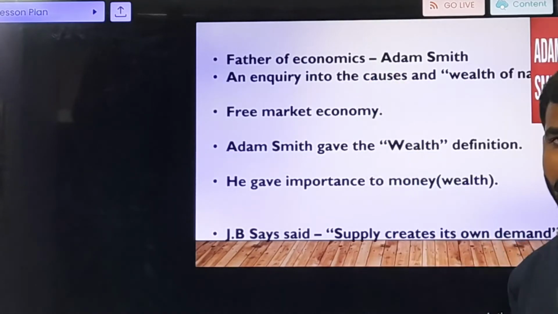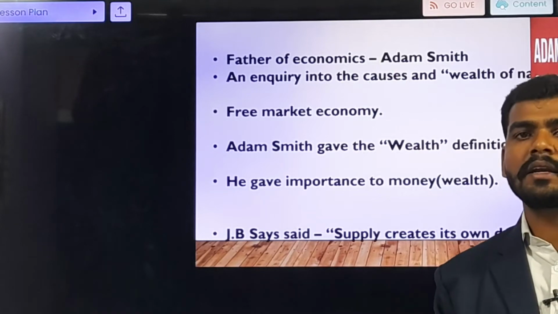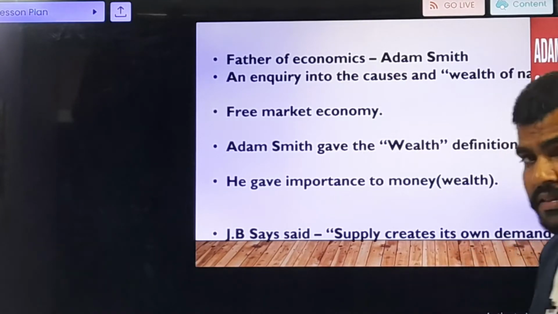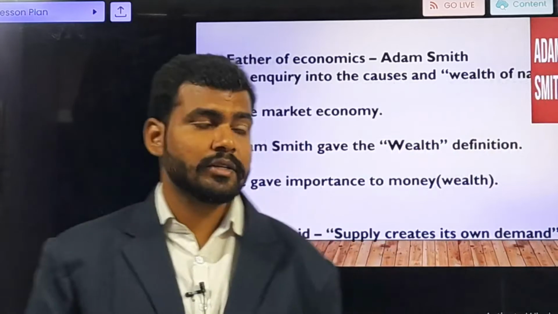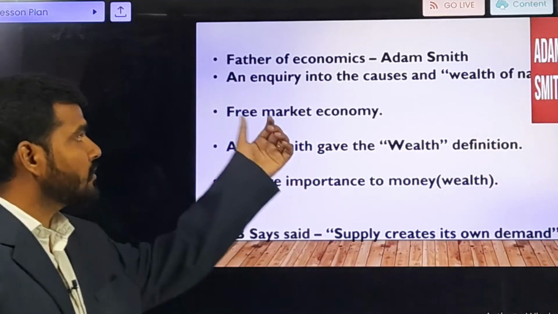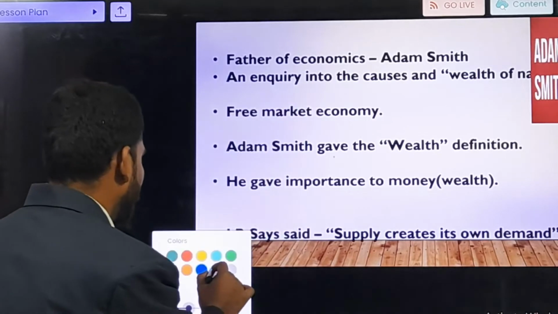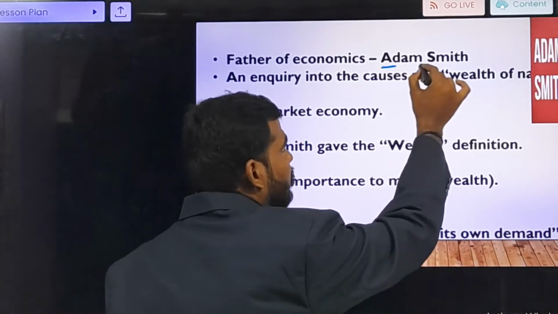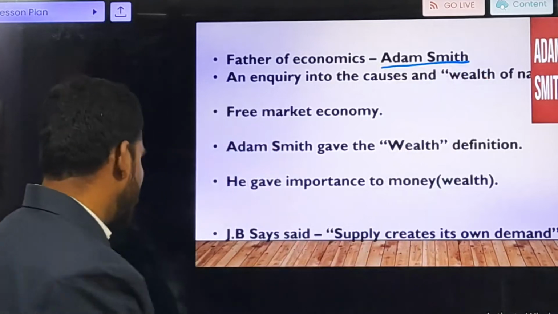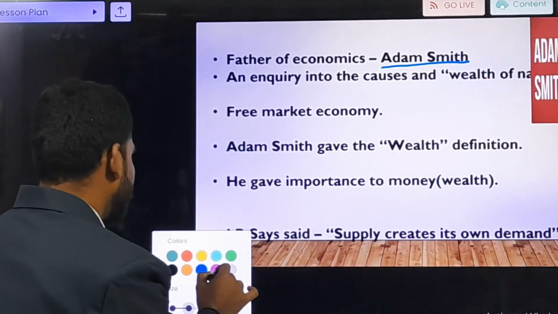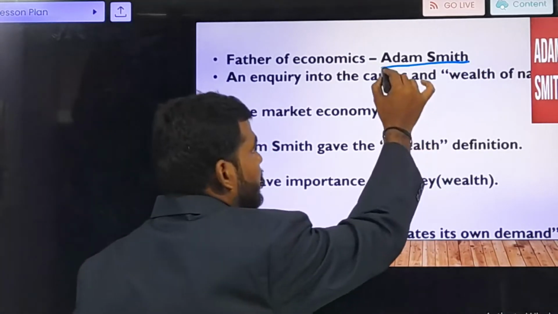See, let us see. Who is called as father of economics? This is a basic question, and this is a number of times asked question. Okay na? There are several exams which I will show you where this question is asked. See, who is called as father of economics? See, Mr. Adam Smith is called father of economics. Okay, who is called as father of economics? Adam Smith is called as father of economics.